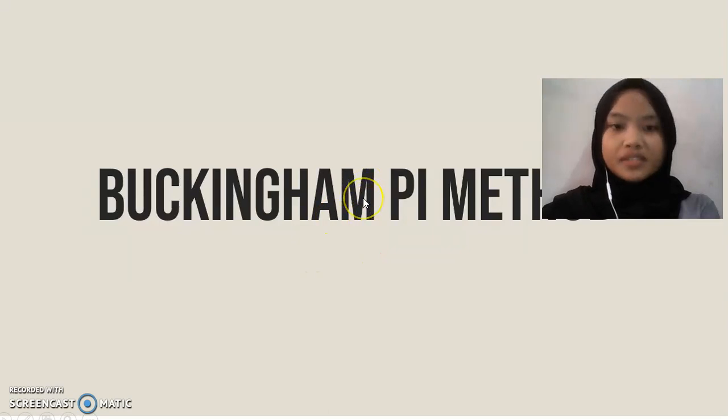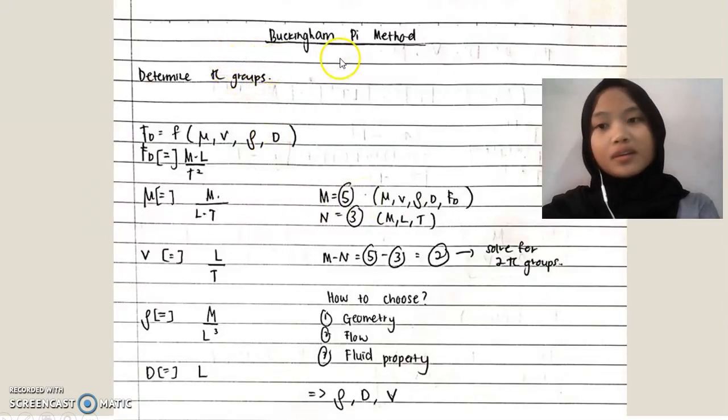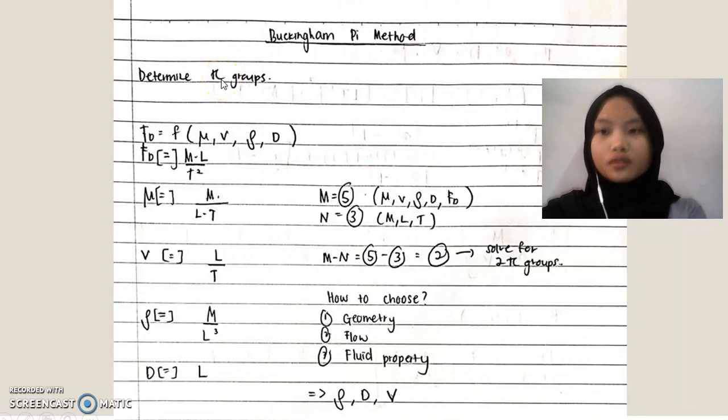Okay, so the next method is Buckingham's pi method. It's all about the pi groups. So you have to determine the pi groups. For that, force F equals a function of mu, v, rho, d. So we have to lay out all the dimensions like in the previous method. For mu, M L T; v, L over T; rho, M over L cubed; d equals L. So m is all the dimensions mentioned: mu, v, rho, d, F, d, which is 5 in total. And n is 3: mass, length, and time, which create all these formulas.